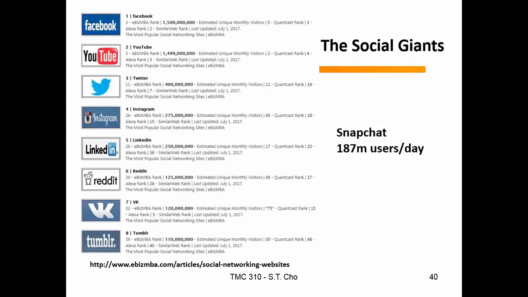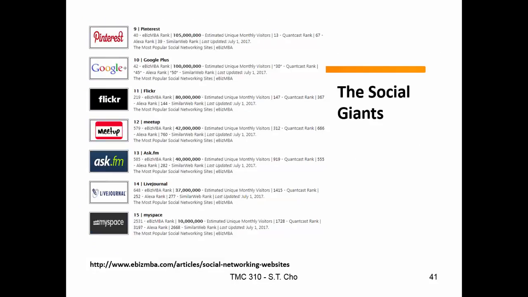Here are the social media giants. One thing, and this data is fairly recent. I mean, it's almost a year old, but it takes a while to collect it. And the thing I found really interesting is they forgot to put in Snapchat. Are they telling us something? But Snapchat has 187 million users. Some of these, like VK, are not in the United States. Where are they? Russia, the Ukraine. Yeah, we as Americans, we're not really all that keen about them.